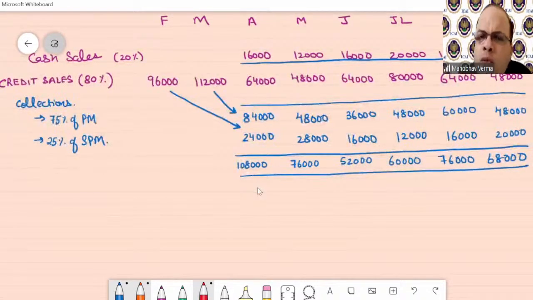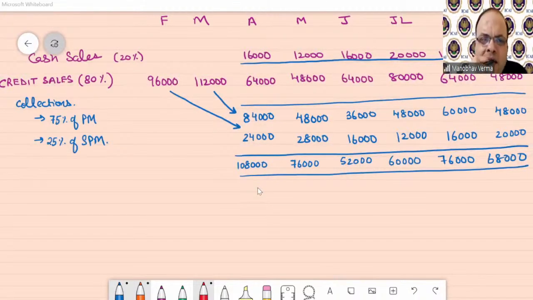Now, if I'm looking at the question quickly, we are talking about purchases amounting to 80% of the sales, made on credit and paid in the month preceding the sales, guys. So what do you think? That means 80% of the sales, made on credit and paid in the month preceding the sales.